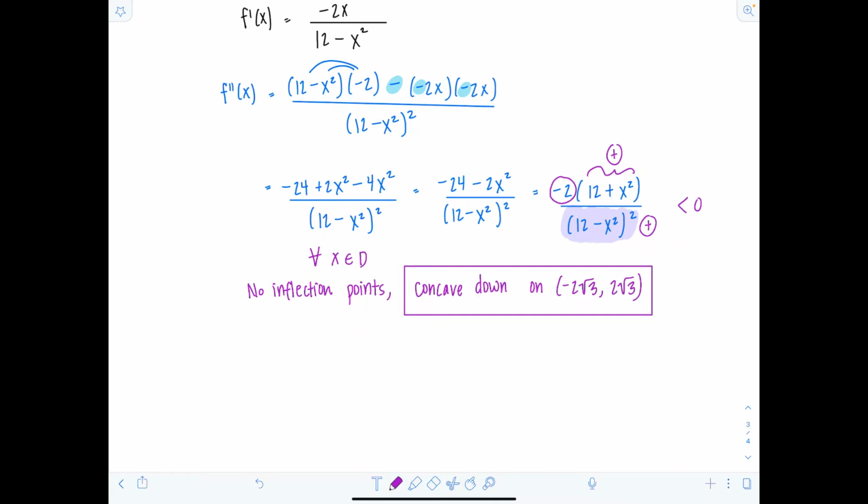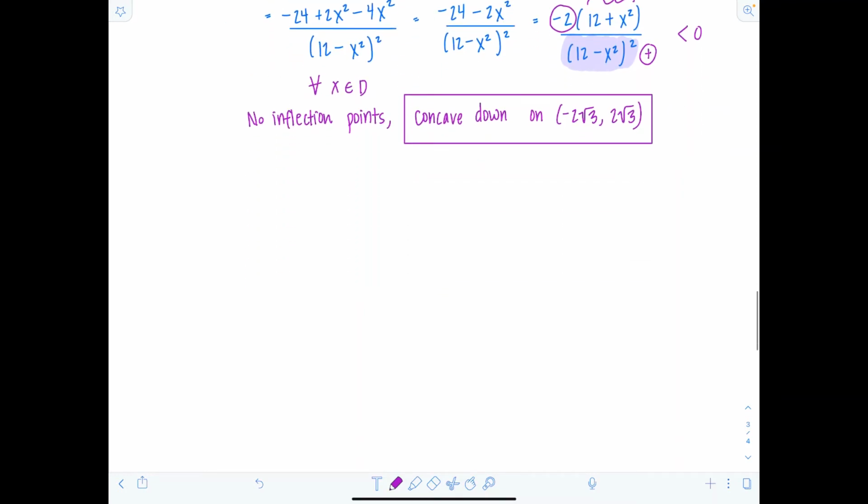So we've got no inflection points. It's concave down everywhere it lives. I think it's time to graph it, don't you? Here we go. As long as you label everything, you are good to go.